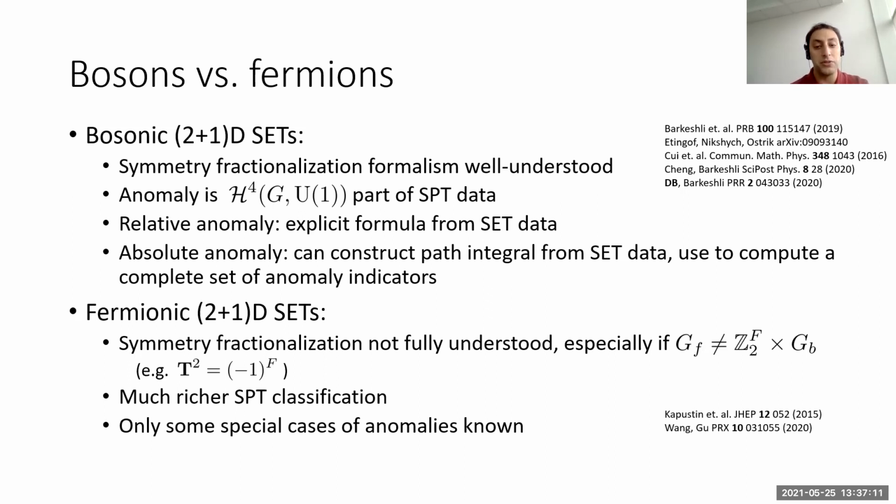Now in fermionic 2+1D SETs, the problem is much more open. The symmetry fractionalization formalism has not been previously fully understood, especially if the symmetry group is not just a direct product of fermion parity, which I'm going to refer to as Z2F, with some other symmetry group, which we call the bosonic symmetry group, GB. An example of this is when time reversal squares to fermion parity, which is familiar from topological insulators in the non-interacting fermion case.